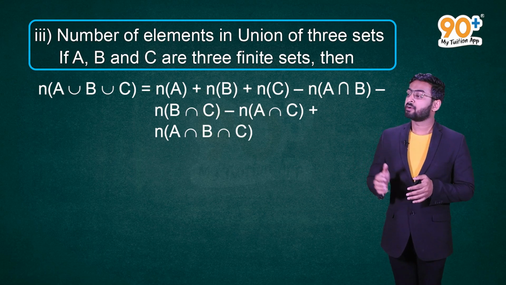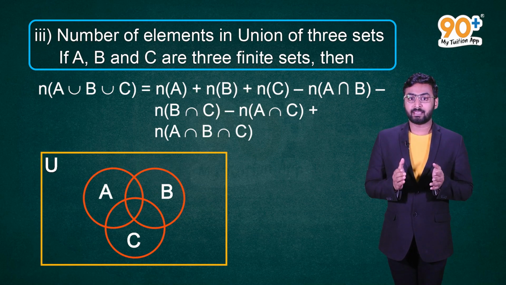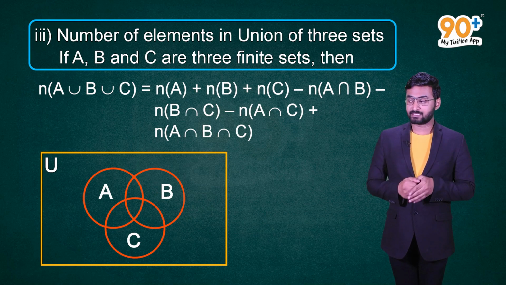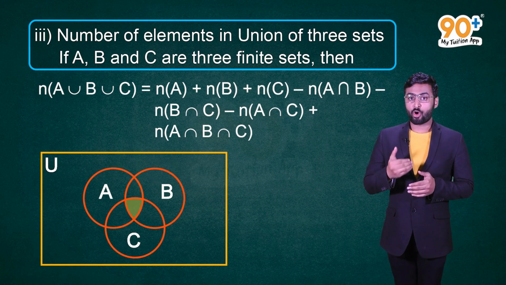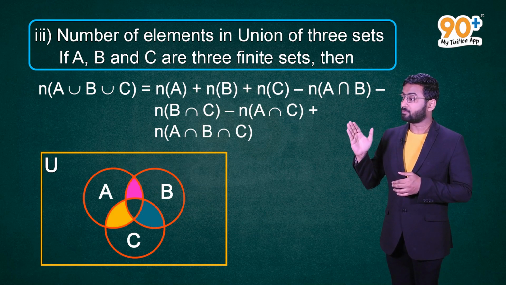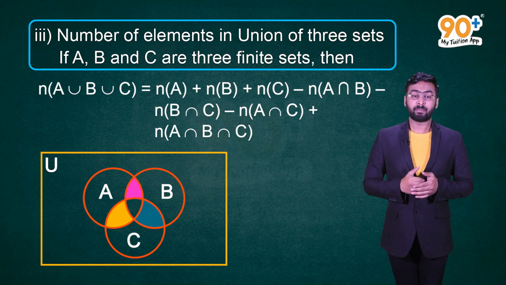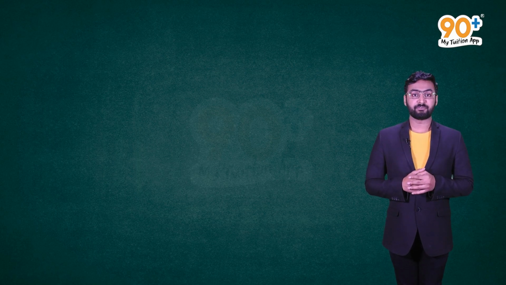We can observe from the Venn diagram that the union of the three sets will be the sum of the number of elements of set A, set B, set C and the common elements of the three sets, excluding the common elements of sets taken in pairs of 2. Now let's take a look at some examples and solve them using the formulas that we just discussed.